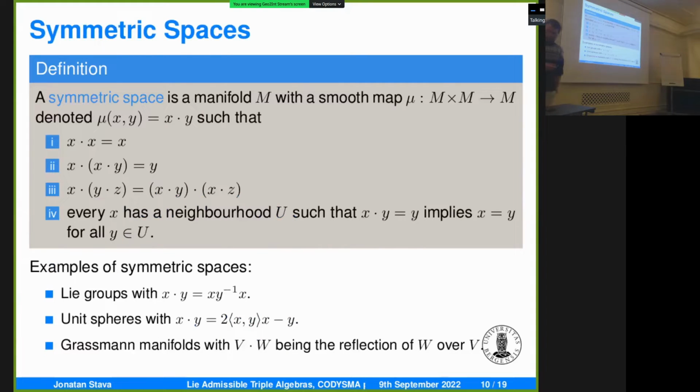I want to talk quickly about symmetric spaces. This is the definition of a symmetric space as given in the book by Ottmar Loos.